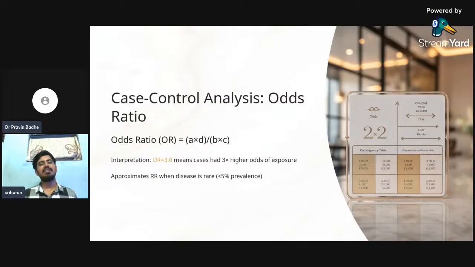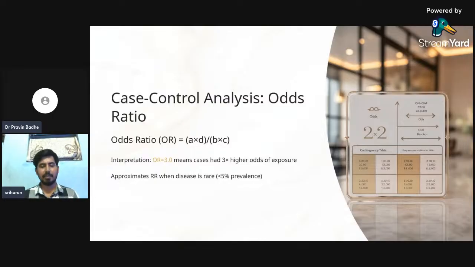Here the statistical method we employ in case control is the odds ratio. While in a cohort we use the risk ratio to measure risk, here we estimate how much the risk is increased or decreased. Taking the odds ratio table A, B, C, D: A is the patients exposed with disease, B is unexposed with disease, C is unexposed without disease, D is exposed without disease.